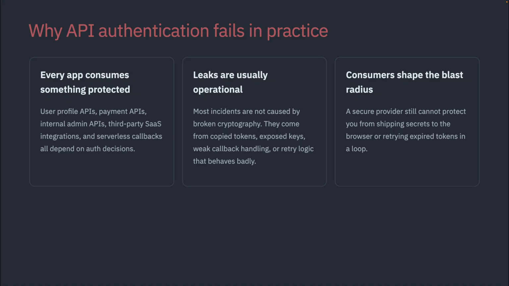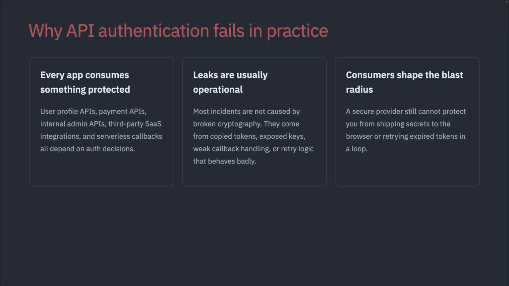Here the consumer shapes the blast radius. A secure provider still cannot protect you from shipping secrets to the browser. We need to be careful with this because we are shipping JavaScript to the browser, and everything that is sent to the browser is public on the user side. You can hide a key or a username, but if you send that through JavaScript to the browser, there's a way to grab it, even when you're not rendering it in the DOM of the website. We need to protect that, and that's where most product teams actually fail.